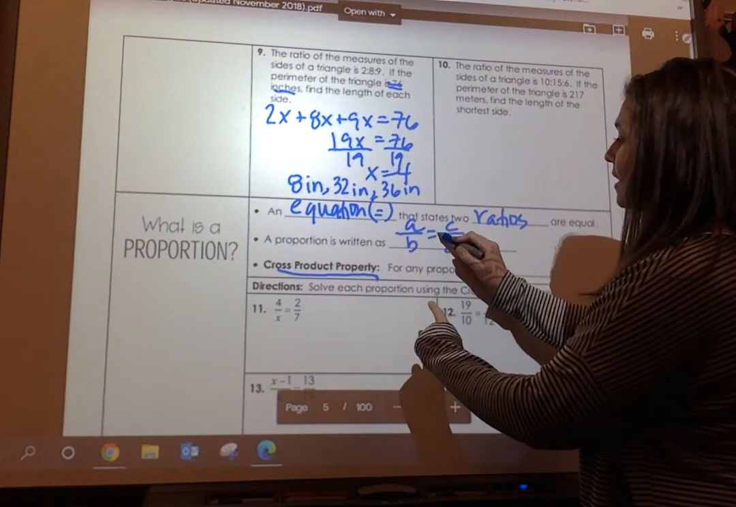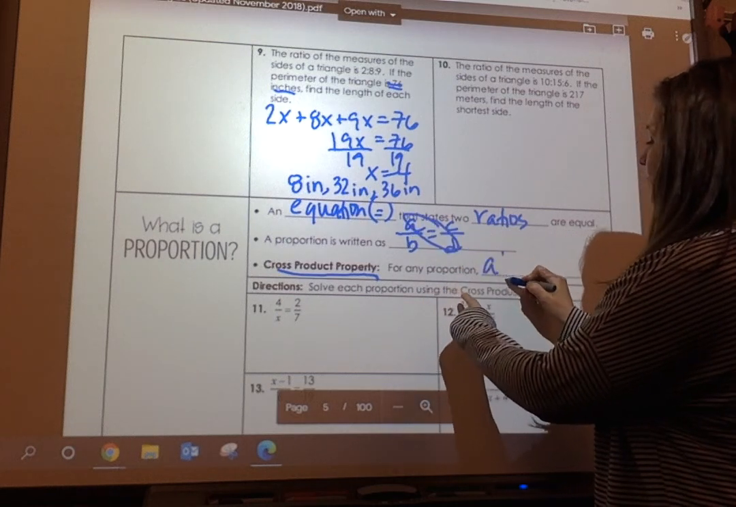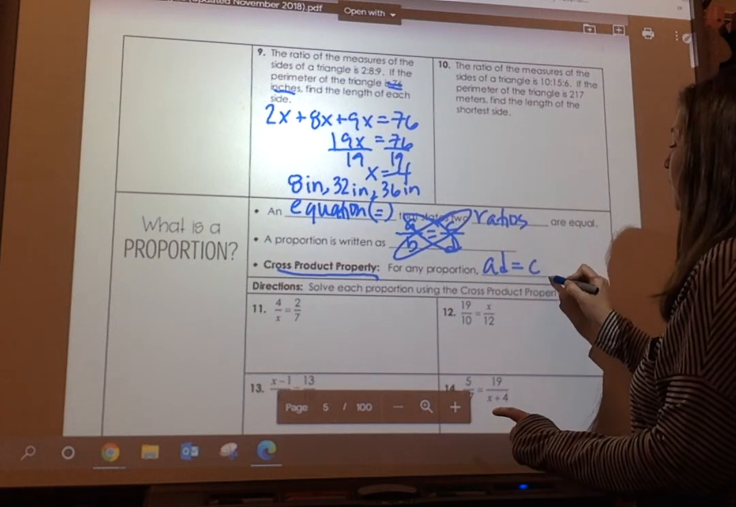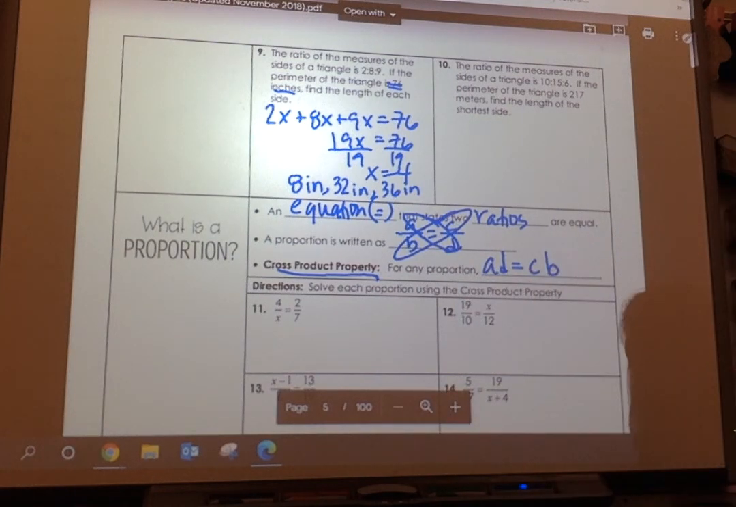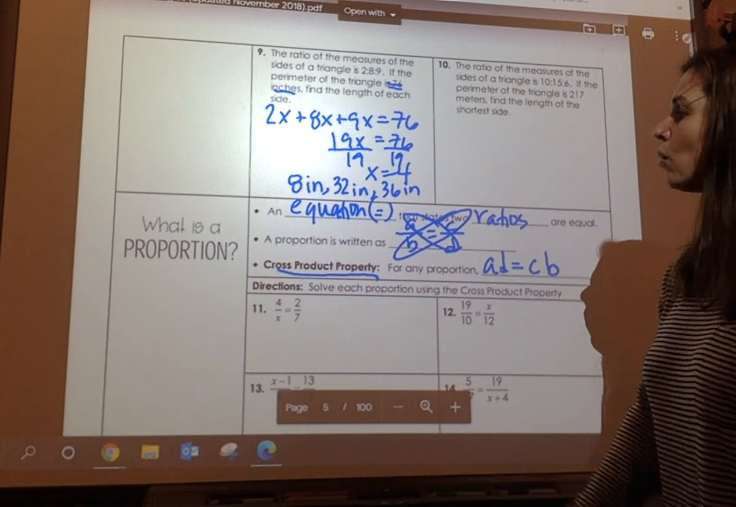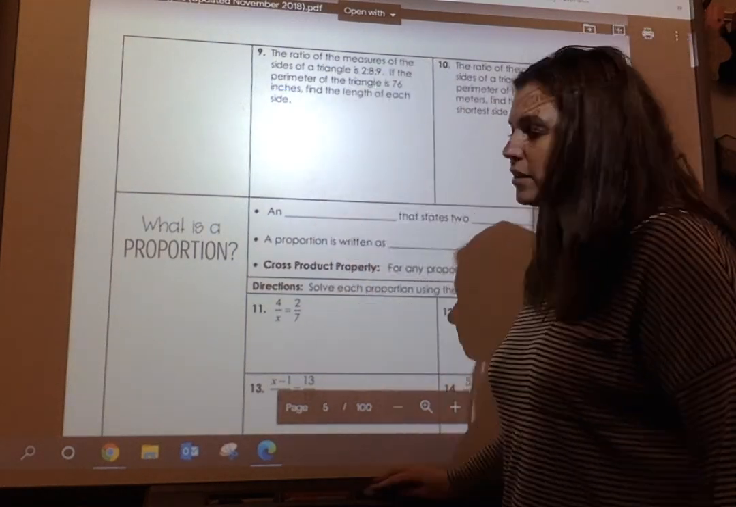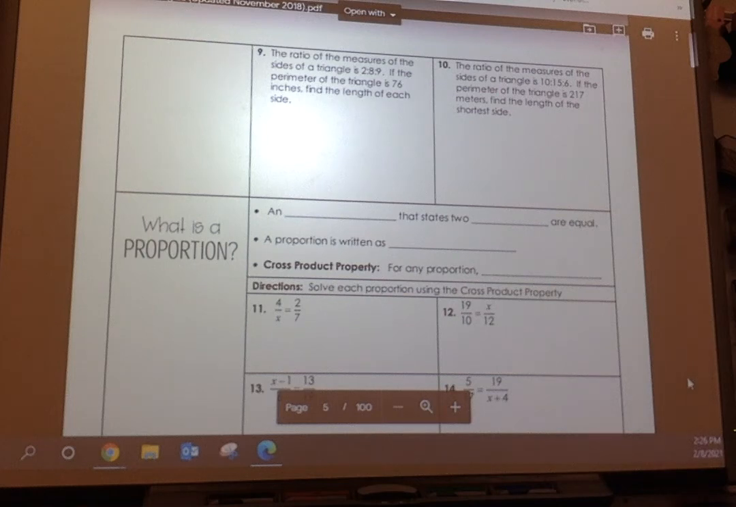I would say that AD, the product of AD, equals the product of CB. That's how I make that proportion. Quickly, we're going to solve a few of these. Again, this is just a refresher from last year.